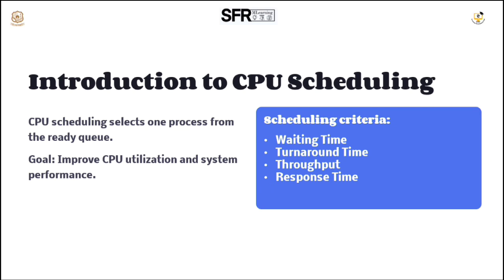Introduction to CPU scheduling. CPU scheduling selects one process from the ready queue. Goal: improve CPU utilization and system performance. The scheduling criteria are waiting time, turnaround time, throughput and response time.